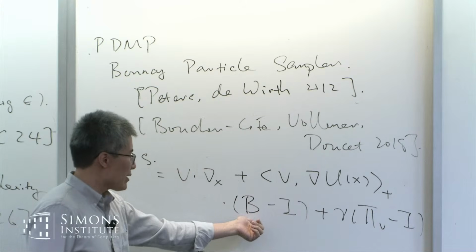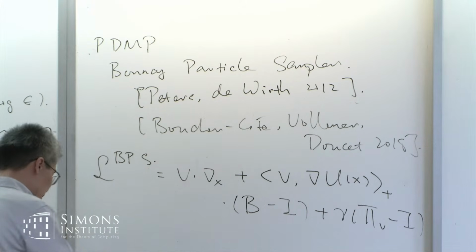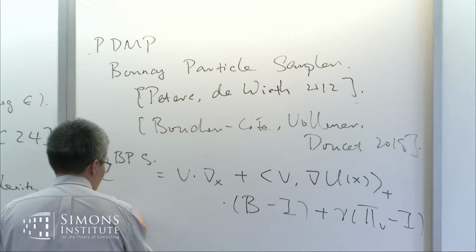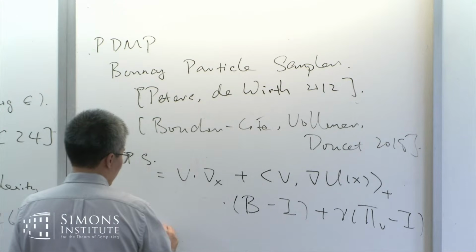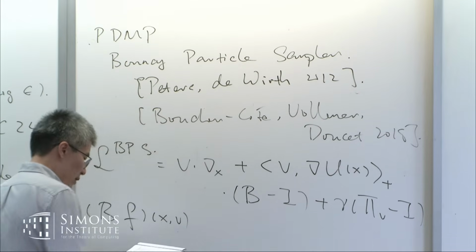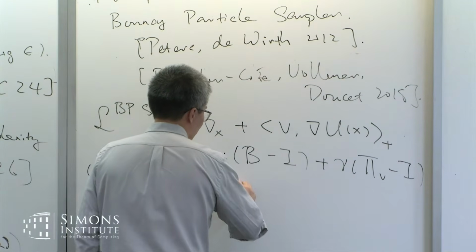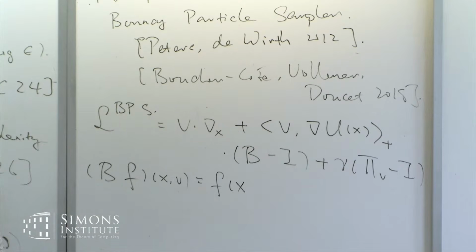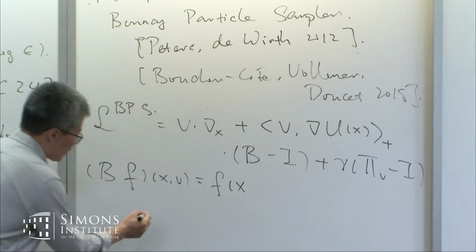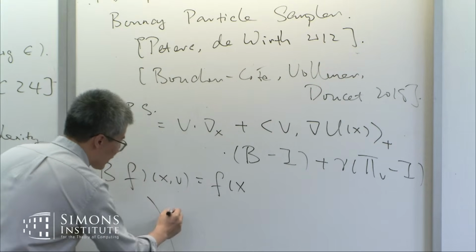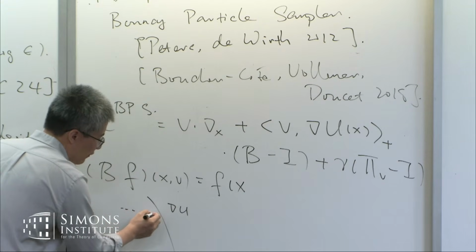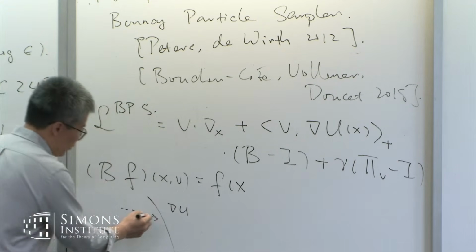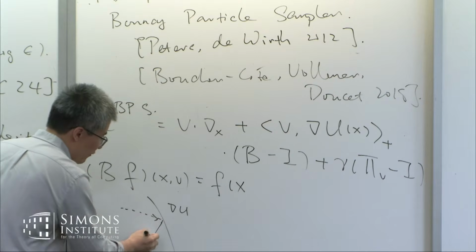And now for this bouncy operator, the B, it is defined as this. So the bouncy operator acting on an observable F. Okay, so in the position X and the velocity V, what it does is that it does nothing about the position. So the particle still stays there, but the velocity changes direction. The way that you think about this is that if this is a level set of the gradient, your velocity comes in, and what it does is a kind of specular reflection.